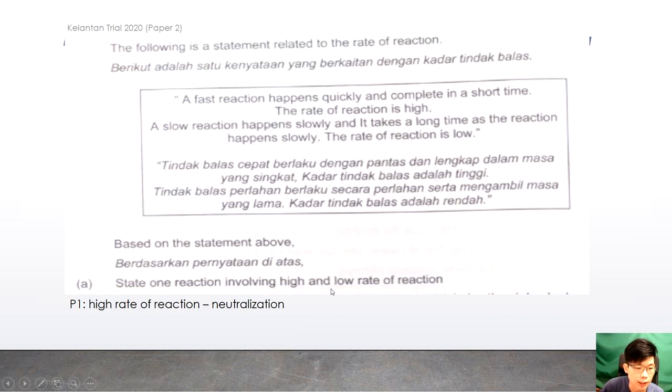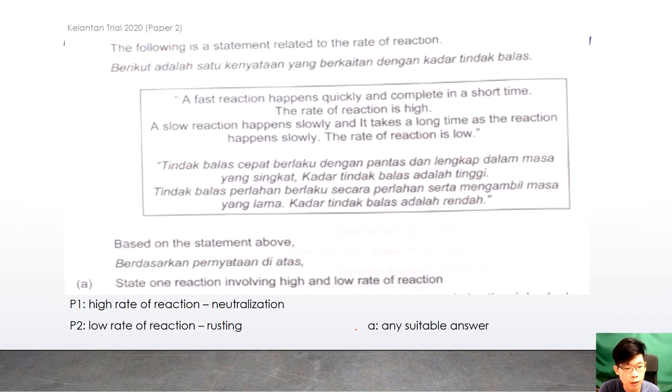The suggested answer for a high rate of reaction is neutralization. Precipitation also can, as the reaction is very fast. Combustion can also be accepted. Any suitable answer can be accepted. Then point number 2, low rate of reaction, like rusting and photosynthesis.